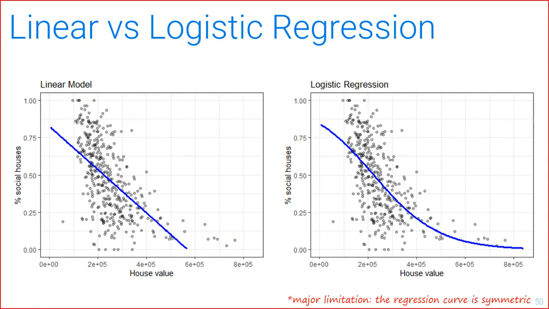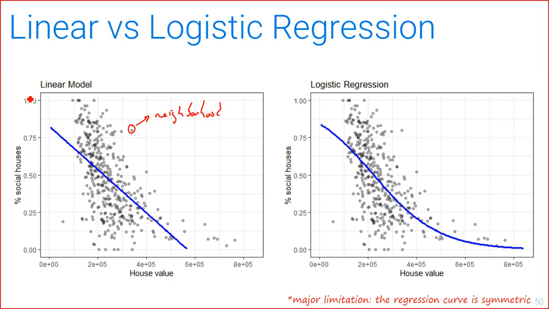Here we have data about houses in Amsterdam. What we have here on the x-axis is the value of the house. Each of these points, by the way, corresponds to a neighborhood. So what we have here is the mean value of the houses in the neighborhood, and on the y-axis is the fraction of social houses. And what we wanted to see is if there is any relationship between those two.